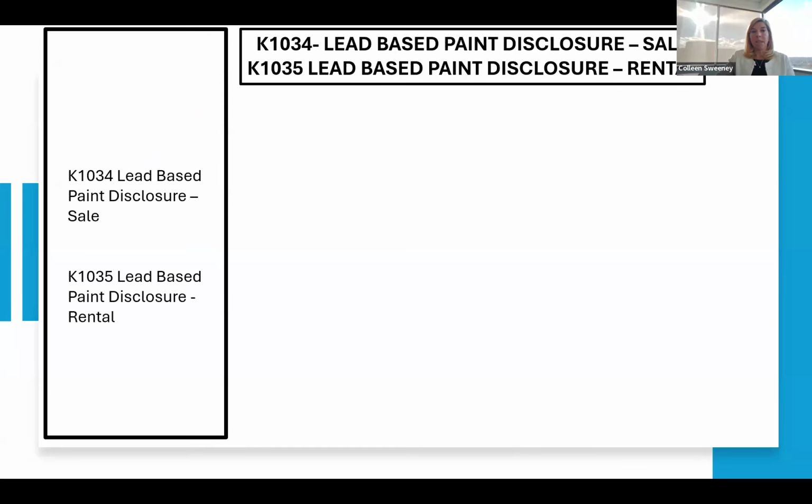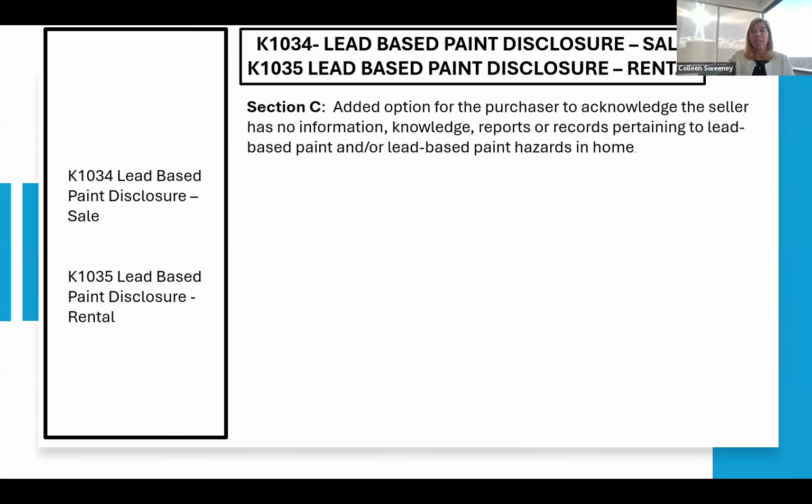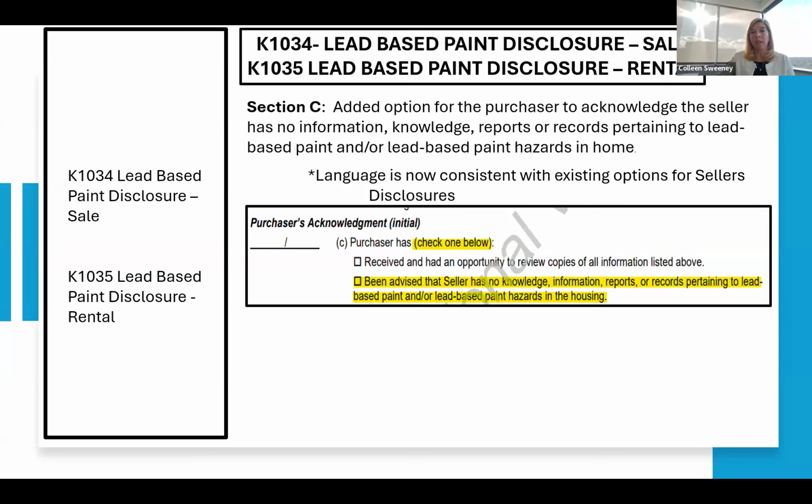All right, so lead-based paint disclosure for the sale is K1034, and lead-based paint disclosure for rental is 1035. Section C, this was added as an option for the purchaser to acknowledge that the seller has no information, knowledge, reports, or records pertaining to lead-based paint and/or lead-based paint hazards in the home. This language is now consistent with the existing options for sellers. So you'll see now it has the purchaser has, and you have to check one below, and then the new language has been advised that the seller has no knowledge, information, reports, or records pertaining to lead-based paint and/or lead-based paint hazards in the housing. All right.